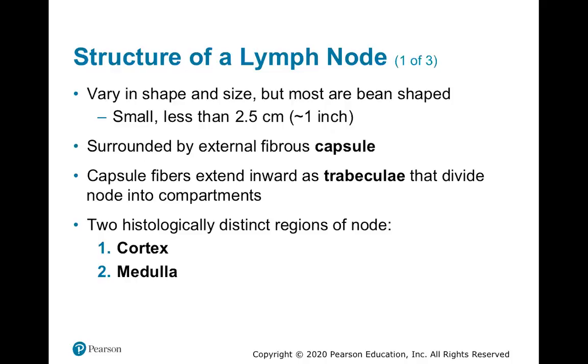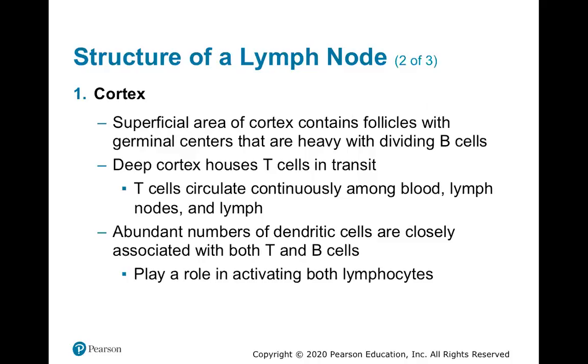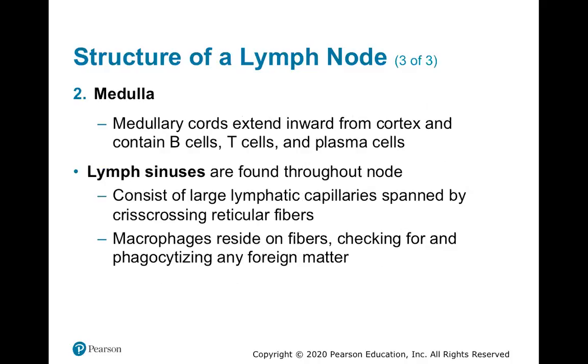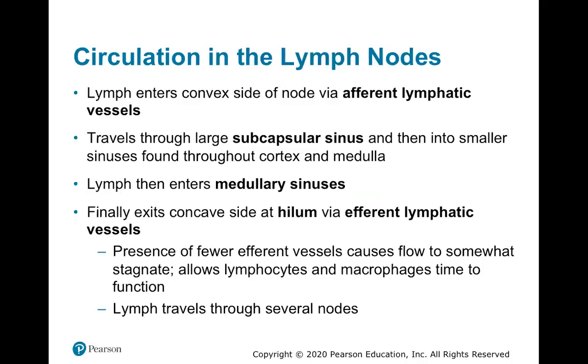Structure of a lymph node: they vary in shape and size, but mostly they're small and less than an inch. They're surrounded by an external fibrous capsule. They extend inward as trabeculae that divide the node into compartments. Typically, there are two histologically distinct regions of the node, a cortex and the medulla. And it's going to go into depth about the cortex and the medulla, but I'm going to continue on.